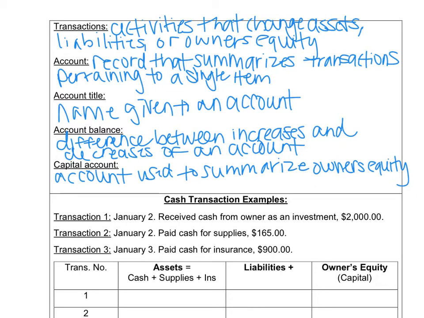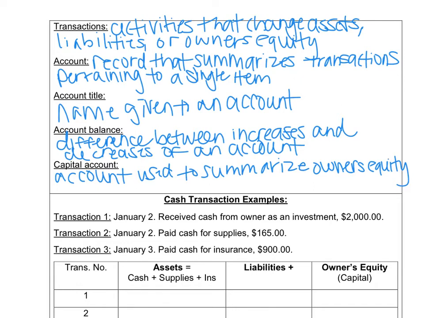So now let's go ahead and look down here at some cash transaction examples. Go ahead and turn in your books to page 14 and you can follow along in the textbook as well. So for transaction 1 on January 2nd, it says we received cash from owner as an investment. So remember that this is our business that we were talking about, okay? And the business is receiving cash from the owner as an investment.